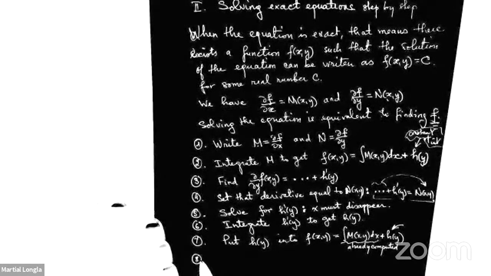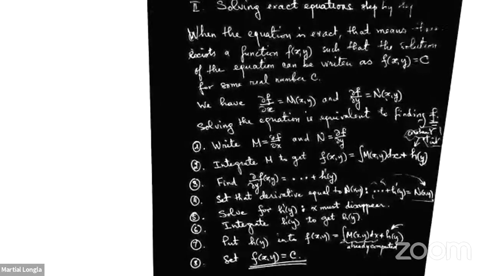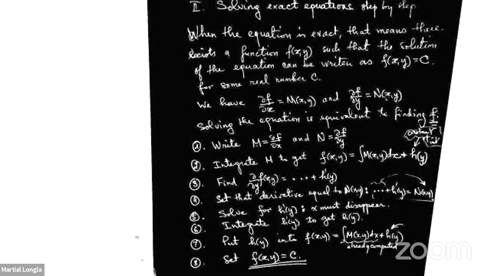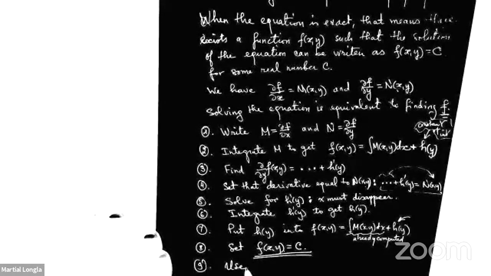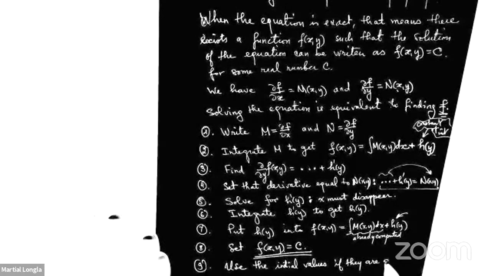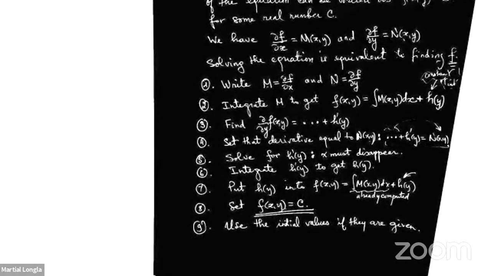And the last thing you do is just set f of xy equals c. This step is often forgotten by some students. If you forget that, you don't have the answer to the problem. You just found f. But the solution of the problem is really f of xy equals c. And then the last step, which is not always there, use your initial values if they are given. That's it. That's the full package for this problem. You have that, you have the magic solution. You do it 100 times, you get 100 times 100 points. What? That's it, 10,000 points.